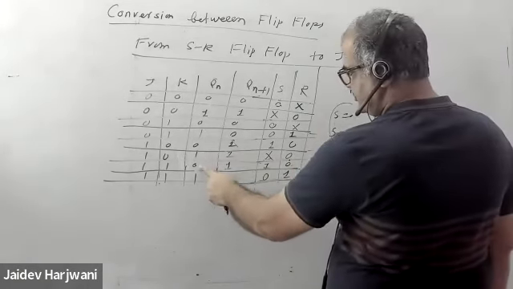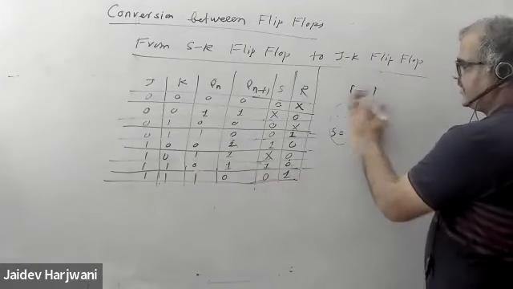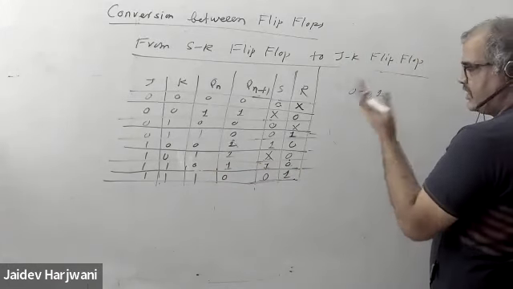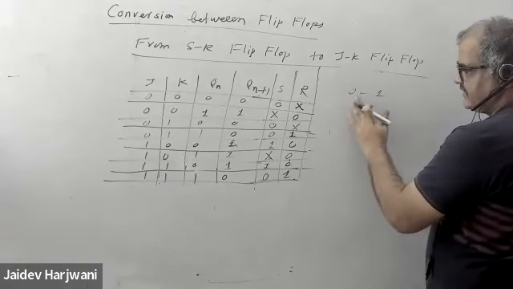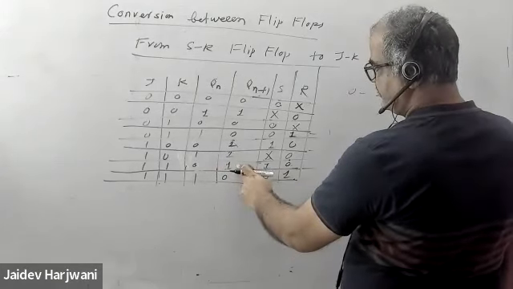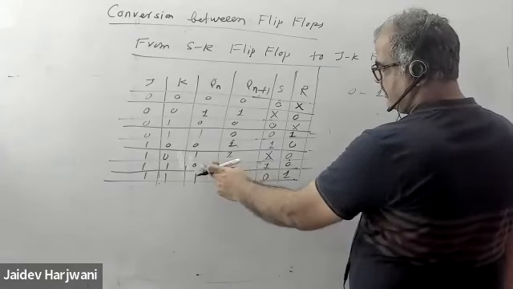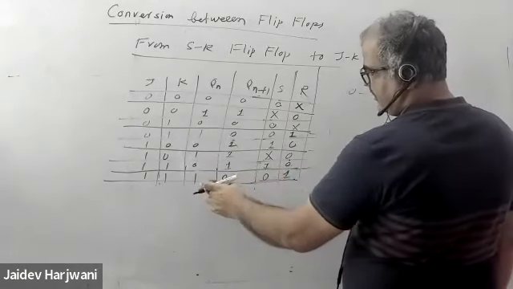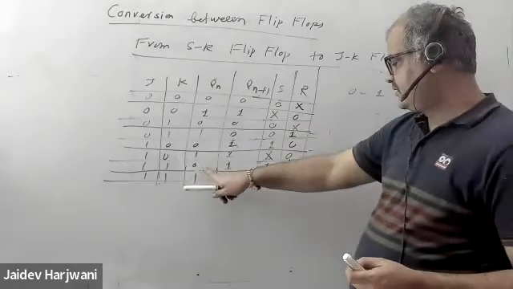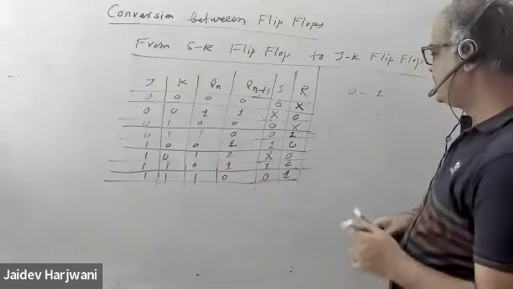Now next is 0 1, 0 to 1. 0 to 1 happens from the set condition and the toggle condition. Toggle is not there in SR flip flop, so only 0 1 is the set condition. Set condition means 0 1. Now last is your 1 0. This is your 0 to 1 set condition. 1 to 0 is reset condition. Reset condition is 0 1.